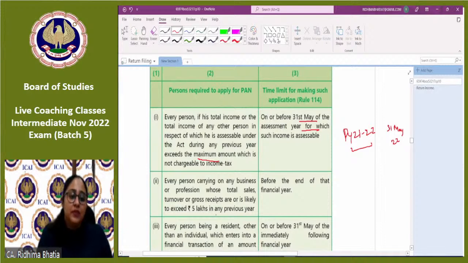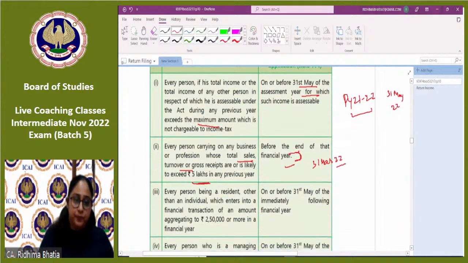If you are running a business, and you know that the sales or the turnover would exceed 5 lakhs, then by the end of the financial year, you should apply for PAN. What would be the end of the financial year? By 31st of March 2022. Even if you think that it will cross 5 lakhs, then by 31st March 2022, you should apply for PAN.